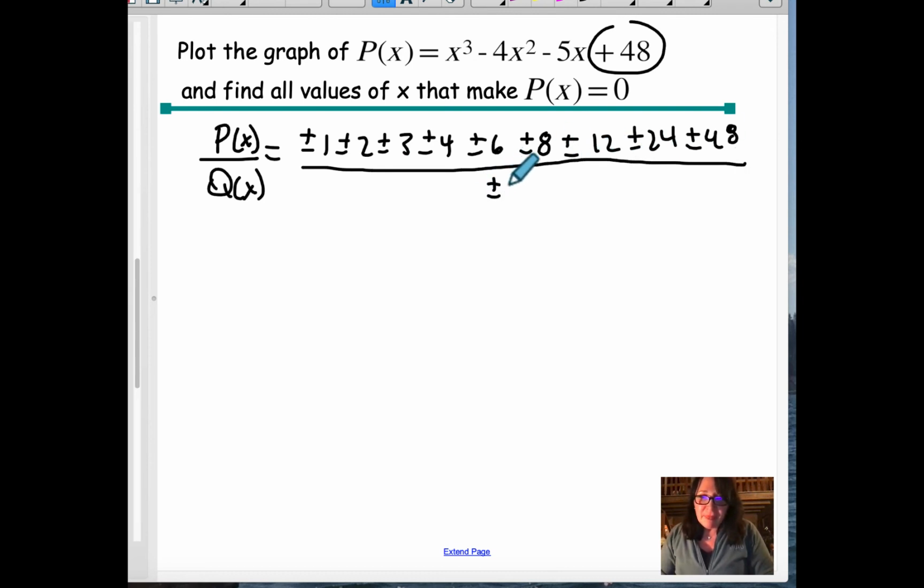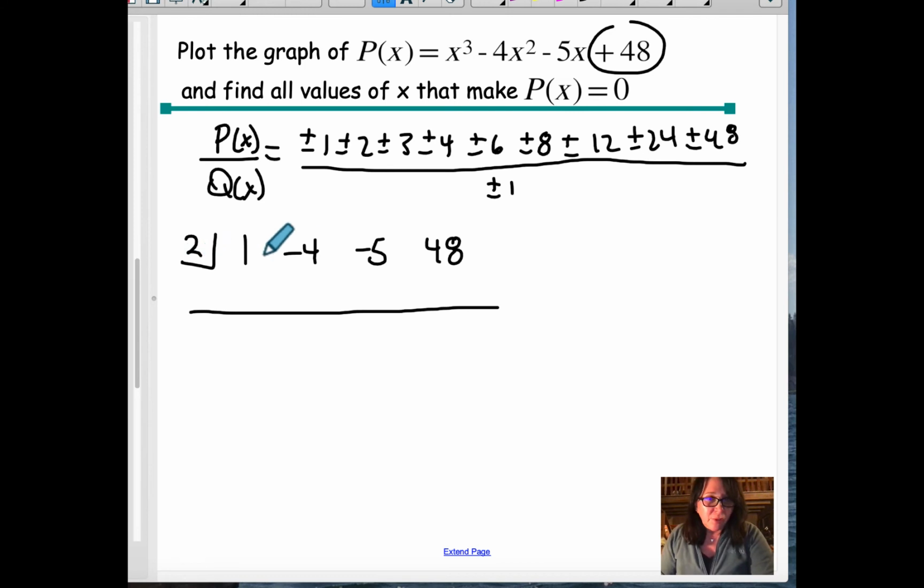All right. And so my values that I'm going to start trying are, let's see, what are my numbers? So we've got 1, we have negative 4, we have negative 5, and 48. I'm just going to start with 2 and see where I get with that. So I have 1. 2, add down, I get negative 2. Multiply across, I get negative 4. Add down, I get negative 9. Multiply across, I get negative 18, which is not enough.